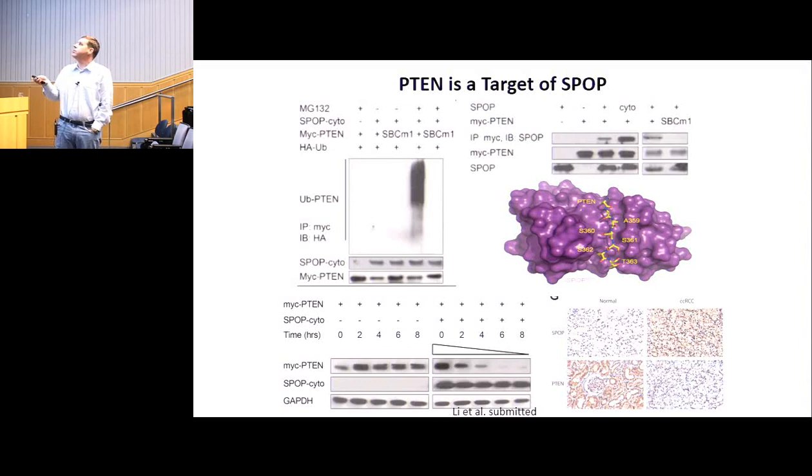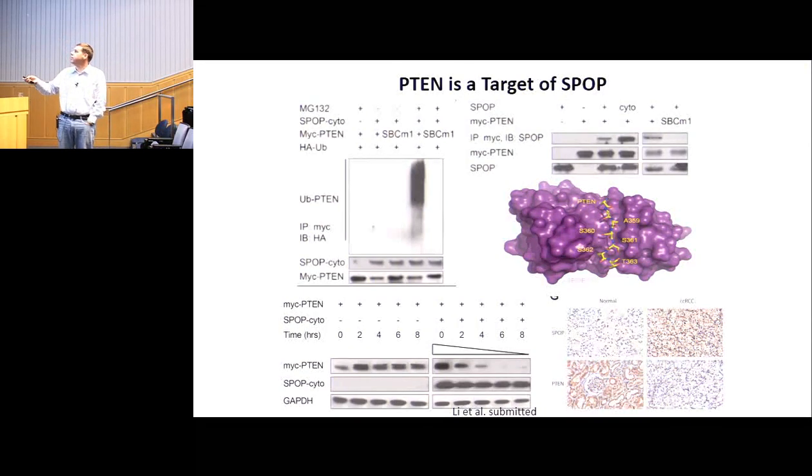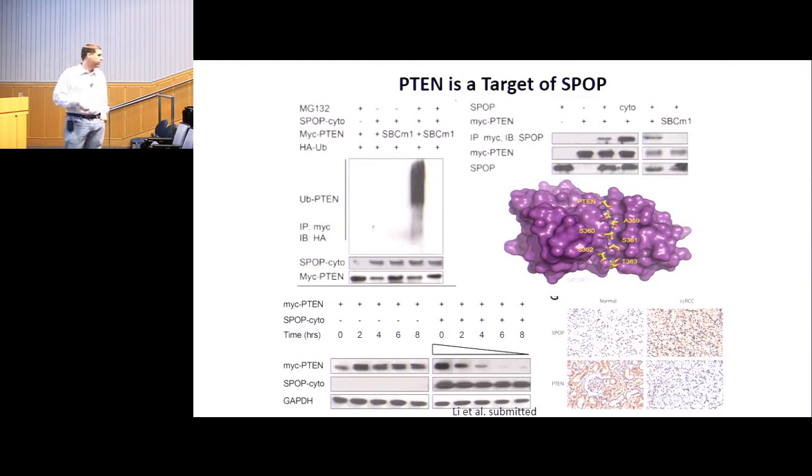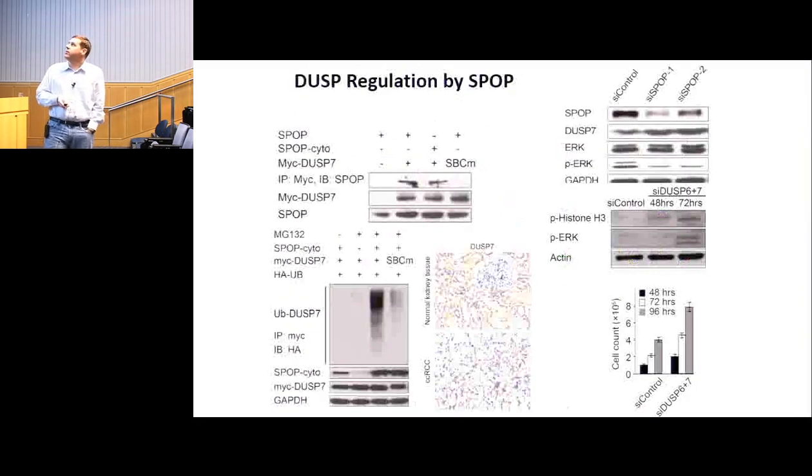And this is just a bunch of figures, and because time is short, I'm not going to go through them all, but it's showing you that PTEN, in fact, is a direct target. It gets ubiquitinated as a result of interacting with SPOP, and we can do pulse chase experiments and all those sorts of things to show that both in vitro and in primary tumors, you can see when PTEN is down, SPOP is up. In normal kidney, PTEN is up when SPOP is down. The USPs are also similarly regulated, and we can knock down USP6 and 7 together, and we get hyperproliferation of these cells.